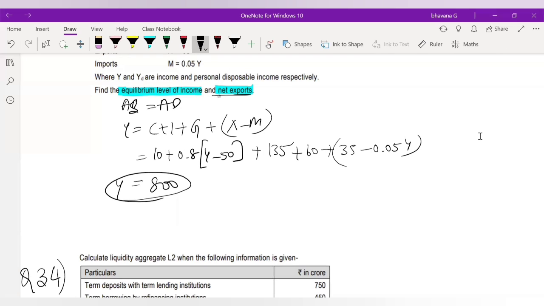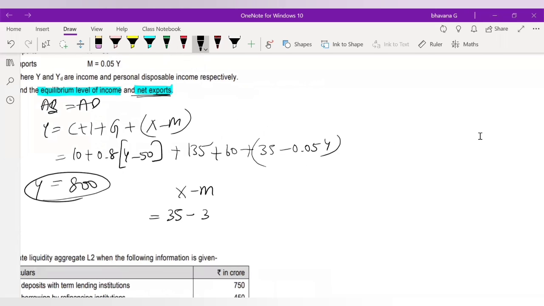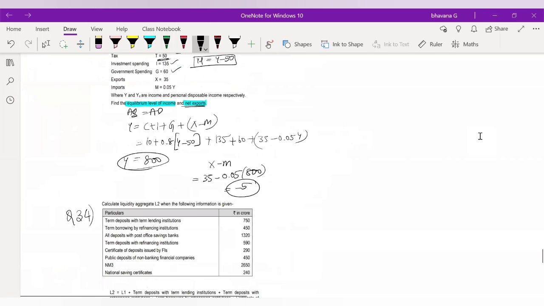Then you have to find out your net exports. Net exports is nothing but X minus M. So what is X? X is 35 minus M. What is M? Sorry, M is not 3. M is 0.05Y. Instead of Y, you have to put 800, substitute that and find out your X minus M, which is going to be nothing but minus 5. Minus 5 means imports is greater than exports. That was your 33rd question.